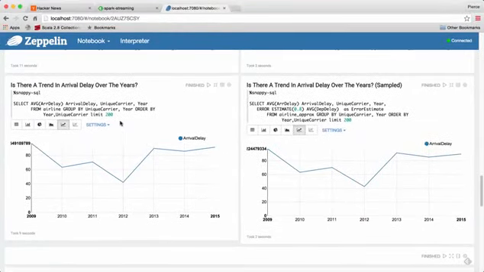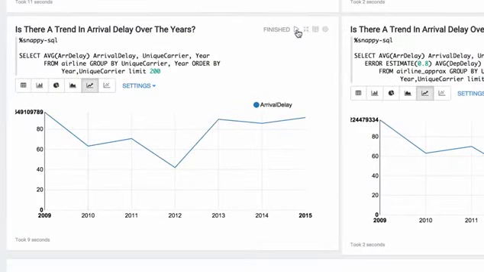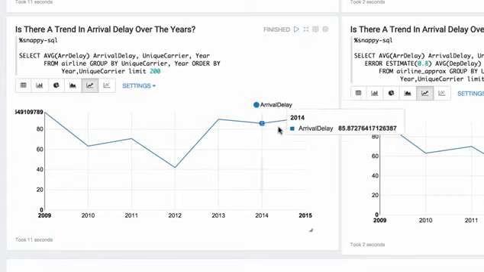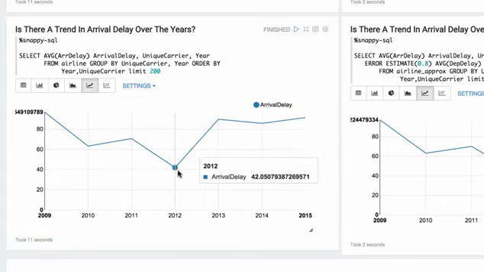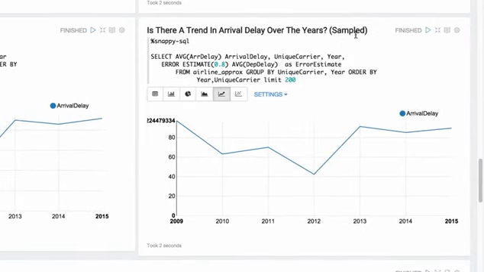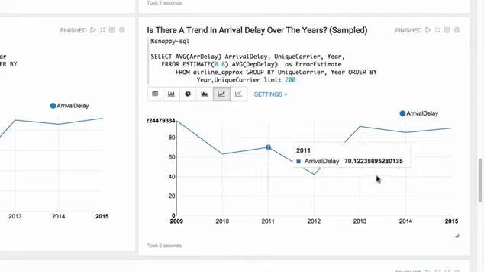The next query is there a trend in arrival delay over the years? So this is across all airlines. Is there some kind of trend happening in arrival delay? So over the exact data set again on the left here, and again about 11 seconds. You see the graph here, and it shows, looks like in 2012 the arrival delay dipped down, which is nice. Same query over the sample data, and takes about 2 seconds. And of course, looking at the two graphs, they look just about identical.